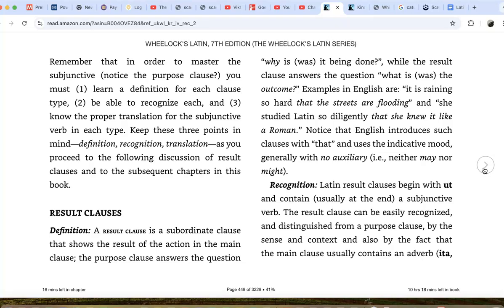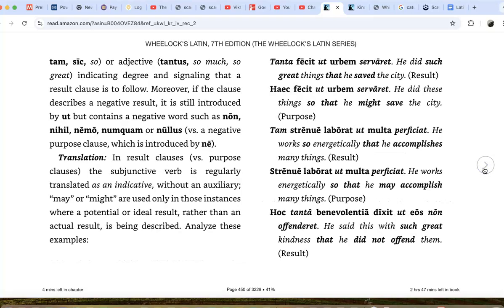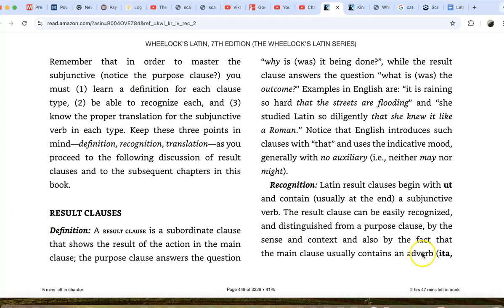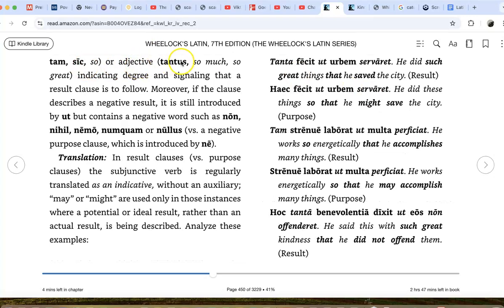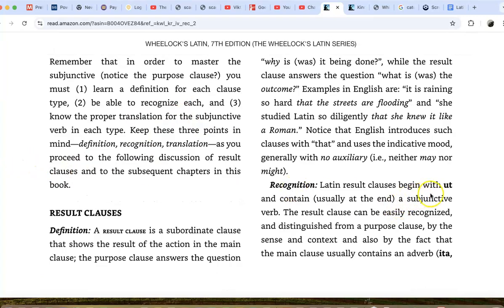So in the example of result clauses, what we mentioned last time, and it'll be helpful for today as well, is we have ita and tam and sic, and also tantos as indicating a result clause, and ut can also be used with a result clause, but is also much more common with a purpose clause. So recognizing these words, in my experience, can be quite helpful.